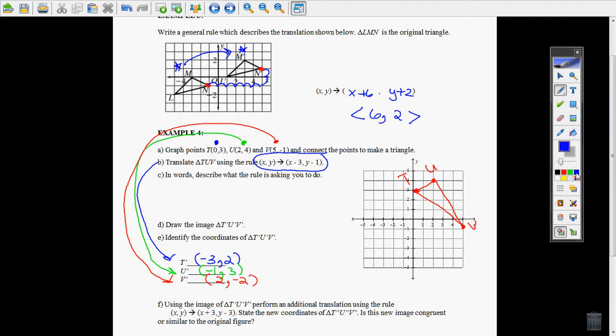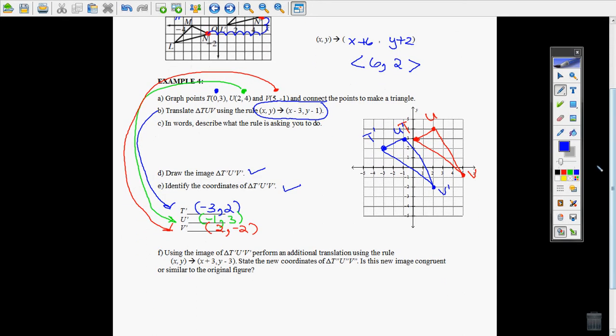So I'm going to go ahead and plot these points. So -3, 2, and I'm going to label that T prime. -1, 3 is U prime. And 2, -2 is V prime. That's a terrible line. And so there you can see you have your translation. We've drawn it, we've identified the coordinates. All right, so in words, I kind of skipped that part, didn't I? In words, we are going 3 to the left and 1 unit down.